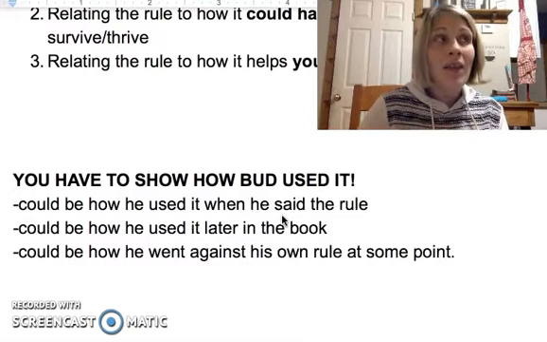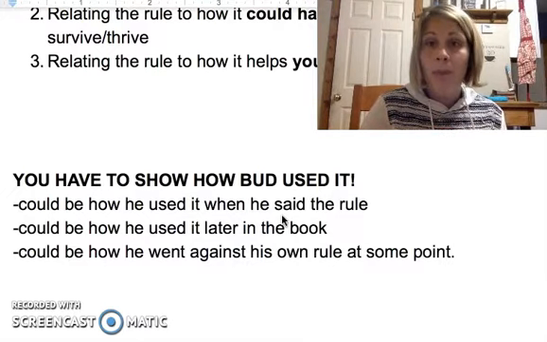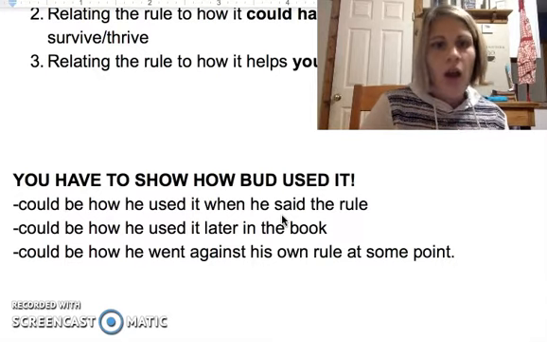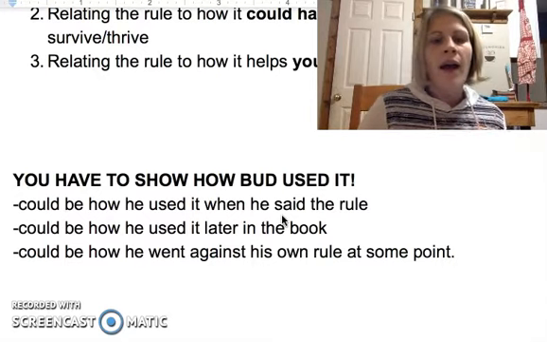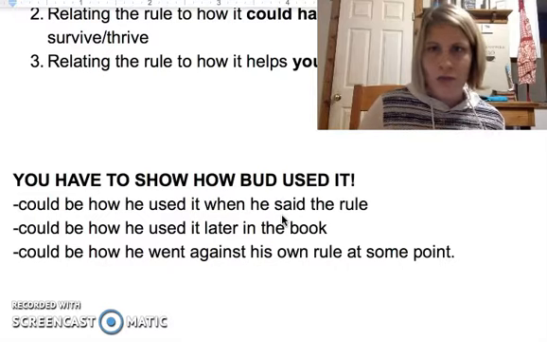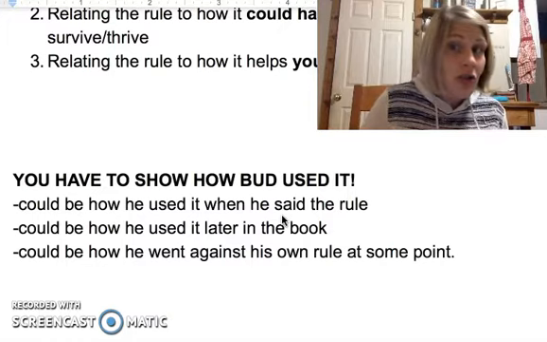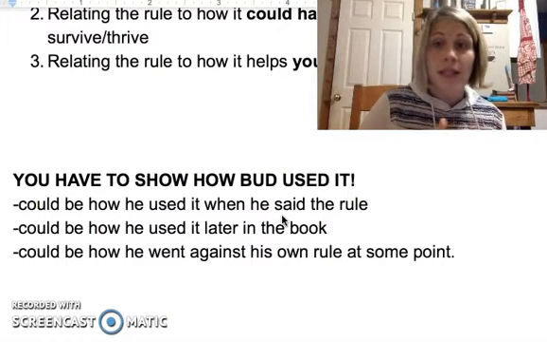And he might not even mention the rule, but because of his actions, you can say he's doing what the rule said. Or finally, you can look at a time that he goes against his own rule. Sometimes he says one thing and then his actions actually show something very different from what he said you should do.